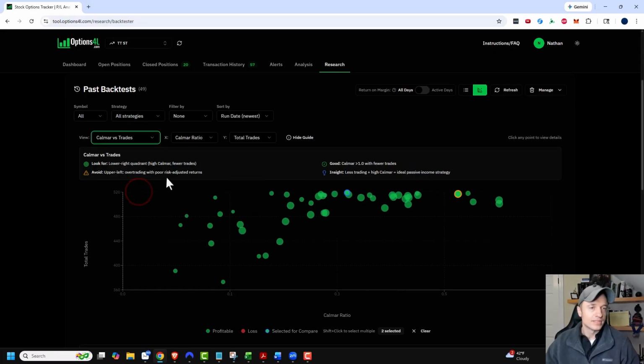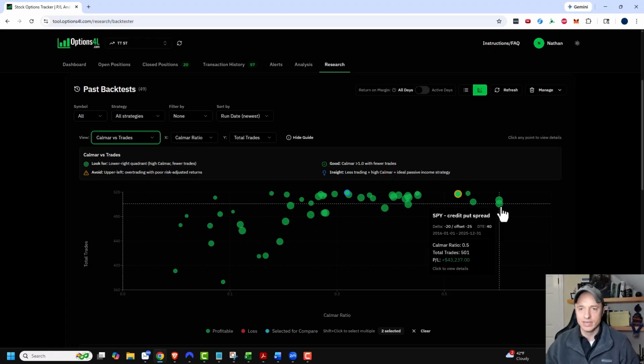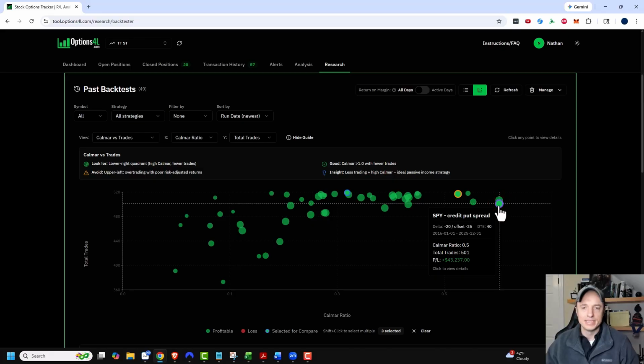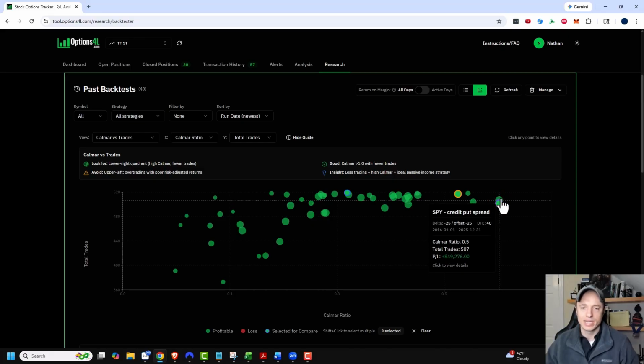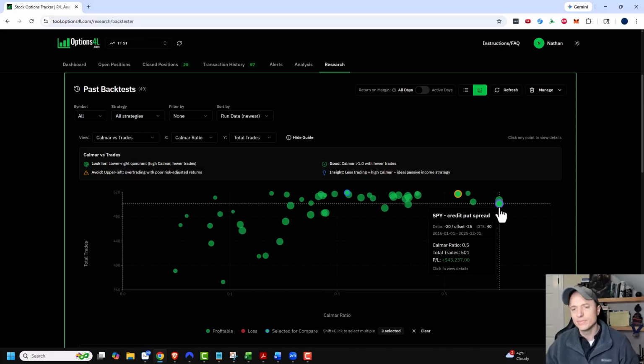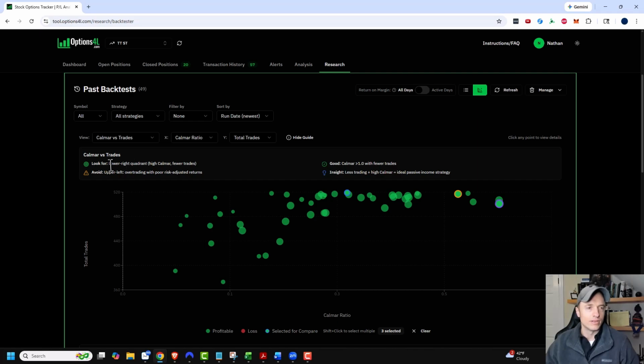We got Calmar versus trades. So we got our Calmar ratio versus the trades. And Calmar or Mar ratio, same thing right here. We're looking at the lower right quadrant, high Calmar, few trades. So we got this one right here, I would say. Basically fits that one. There's one that's quite comparable, but we'll select this one because it's a little bit lower, and that's what we're looking for, lower right quadrant.